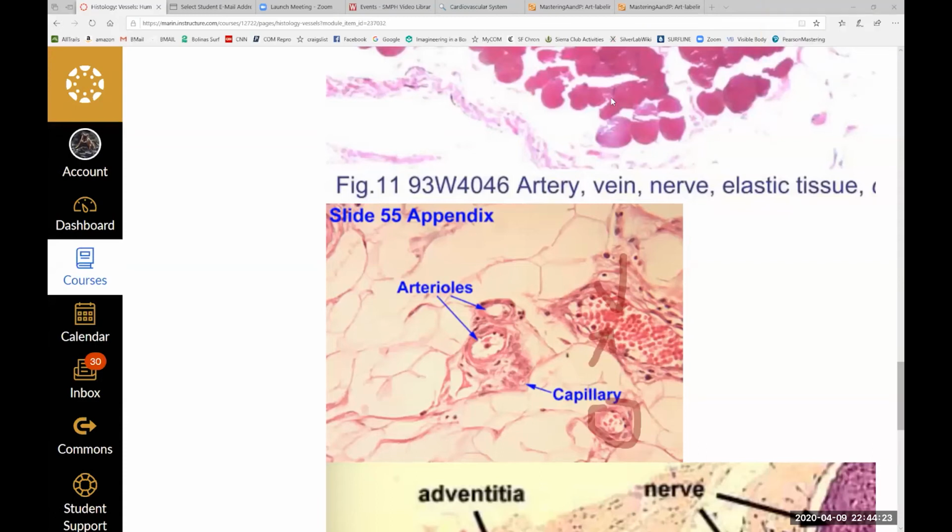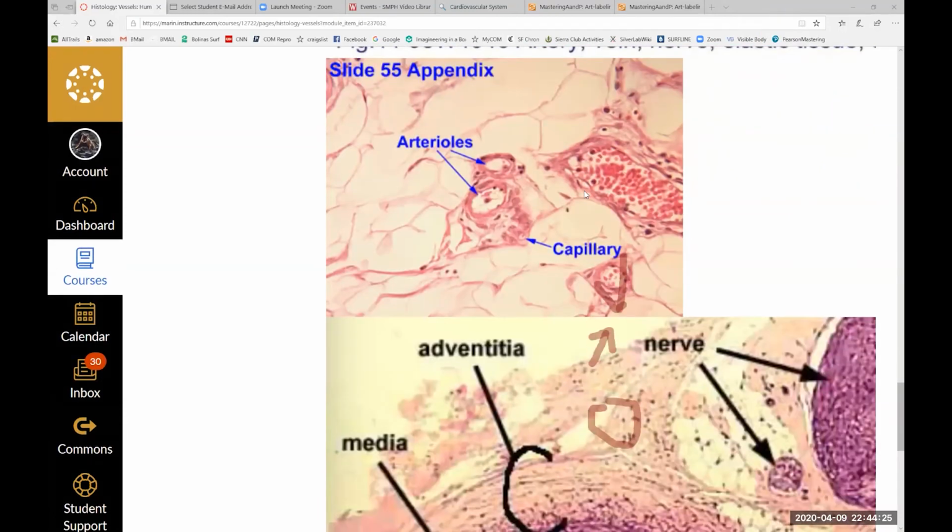Professor, do you want us to be able to recognize capillaries for the test? No, like I said, unless you are actually sitting at the microscope yourself and zooming in and out and focusing up and down, it's really hard. So you need to know about them intellectually, but you are not going to be held accountable for them. Okay, thank you.